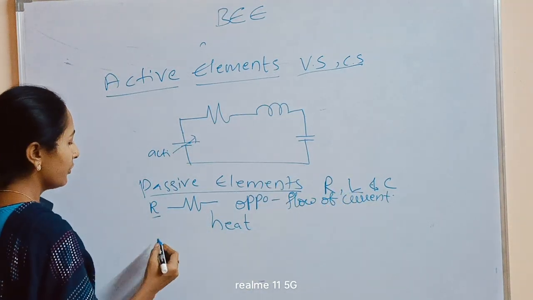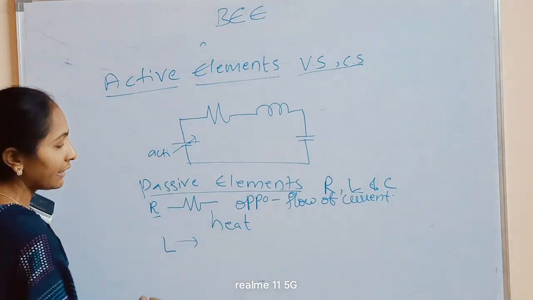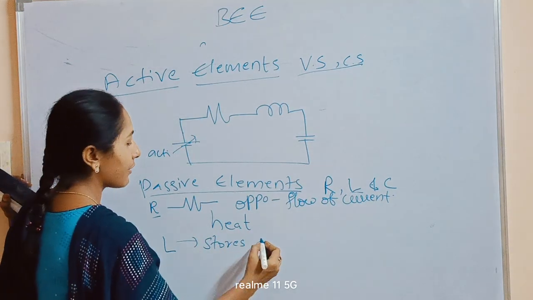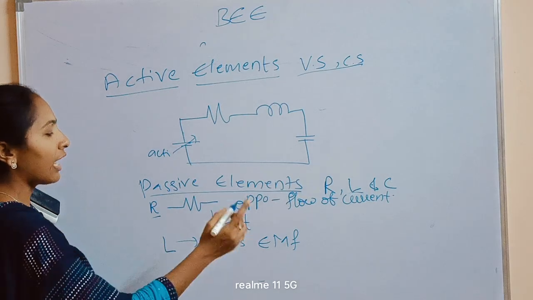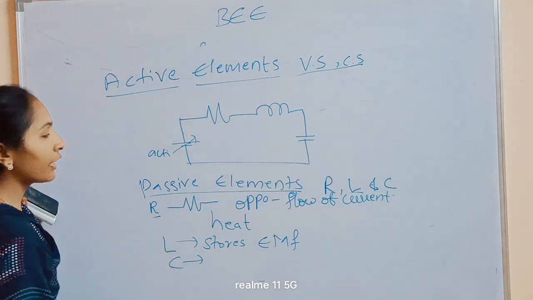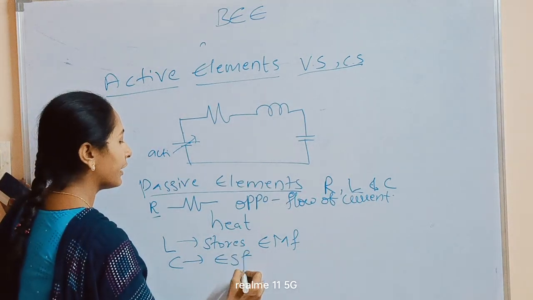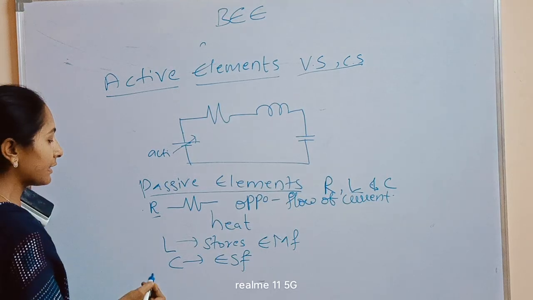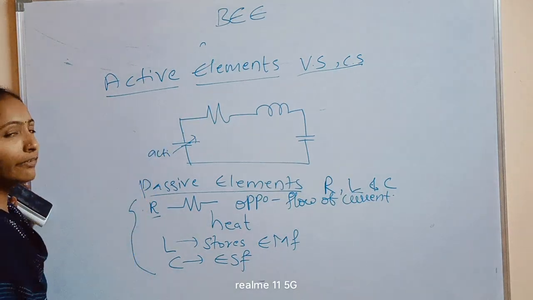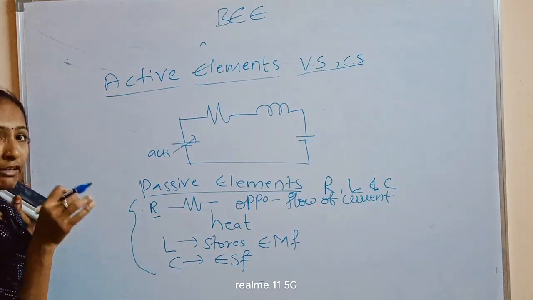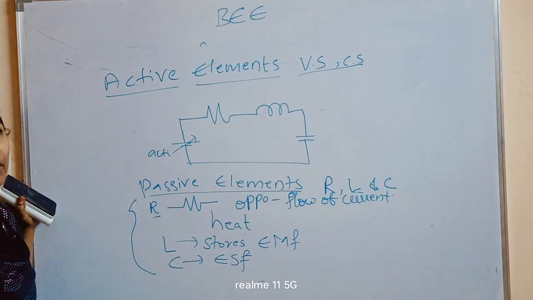Now coming to inductor. The inductor is also a passive element. It also absorbs the energy, but it stores the energy in the form of electromagnetic field. Now coming to the last element, that is capacitor. The capacitor is also an absorbing element, and the absorbed energy is stored in the form of electrostatic field. Resistor, inductor, capacitor, these three are the passive elements which basically absorb the supply from the active elements. Individually, each element can dissipate the energy or store it in the form of electromagnetic field or electrostatic field.